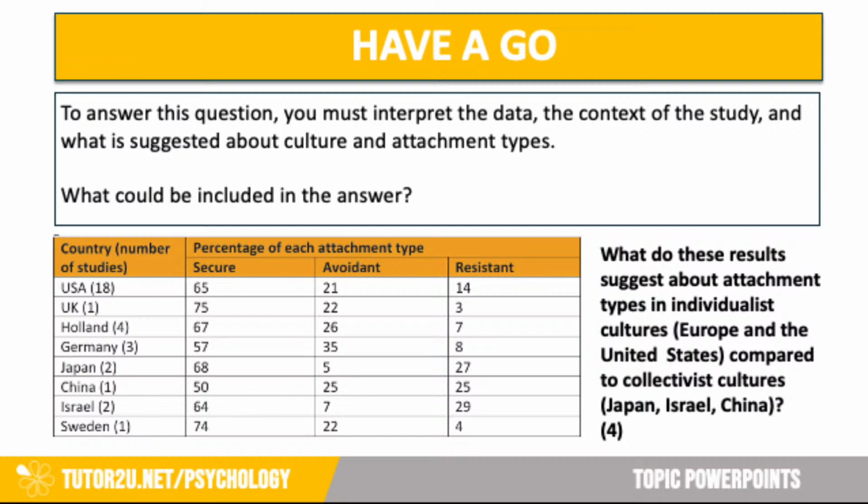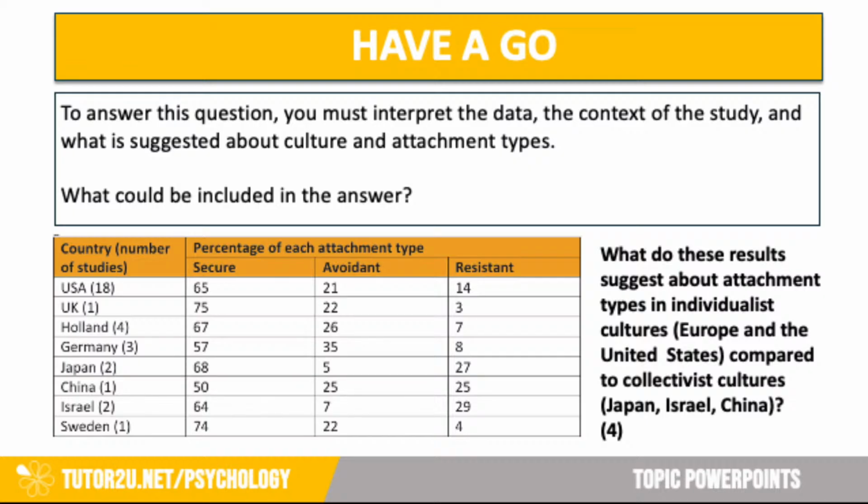So now you can use the chat box. So what would you be wanting to say there? What do these results suggest about attachment types in individualistic cultures compared to collectivist cultures? What's that table showing us, and what does that suggest? And would you agree, Anne, some students might know the difference between collectivist and individualist cultures, but with questions like this, they're not going to expect you to, are they? Well, they've actually given you the examples there to help you. Yeah.